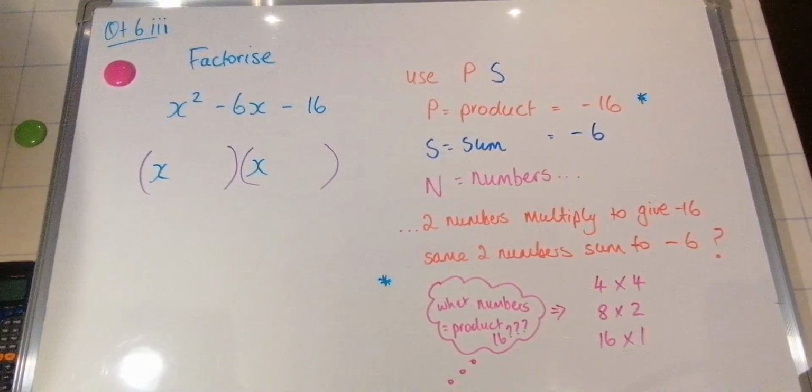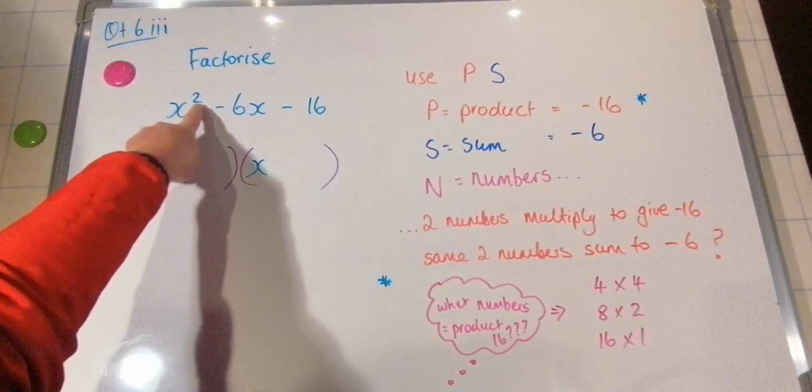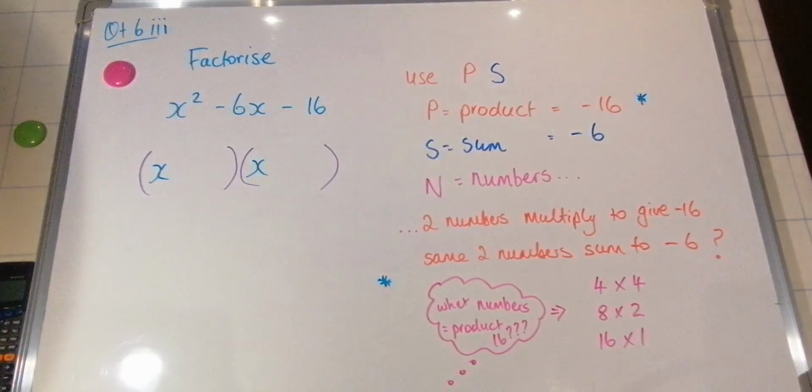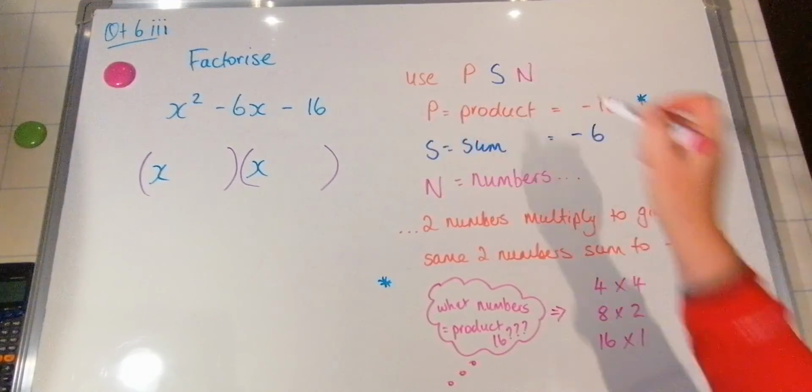Question 6 part 3 now then asks you to factorise, and you're given this quadratic x squared minus 6x minus 16. We know it's a quadratic because there's a wee 2 up there. X squared tells us that it's a quadratic. Whenever we factorise these, we are using a thing called PSN.